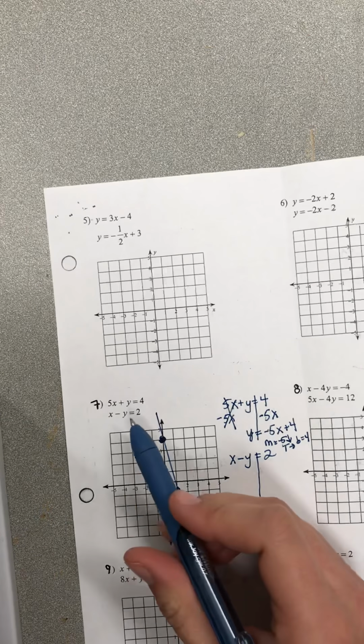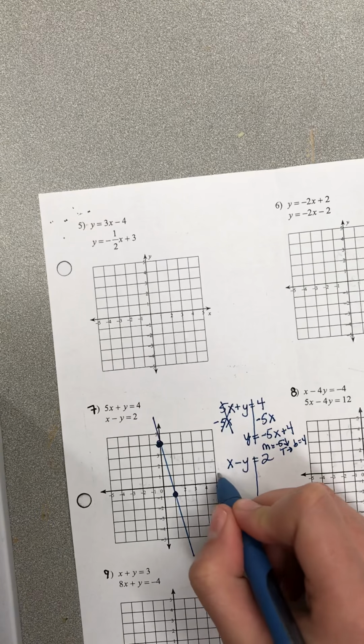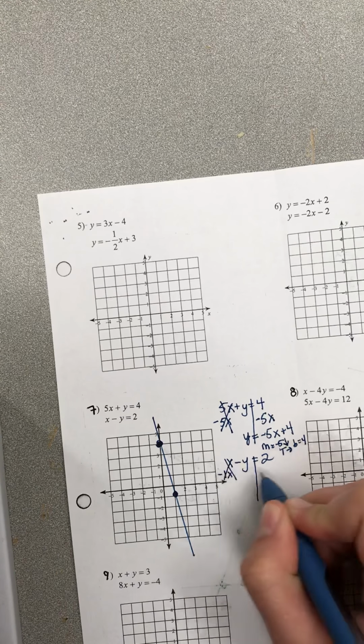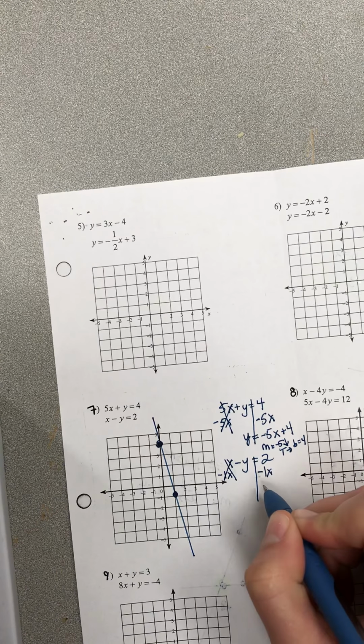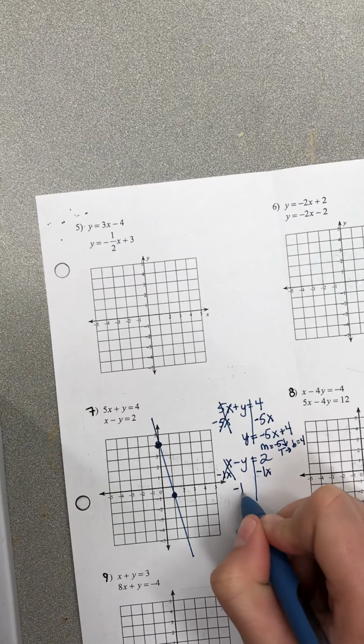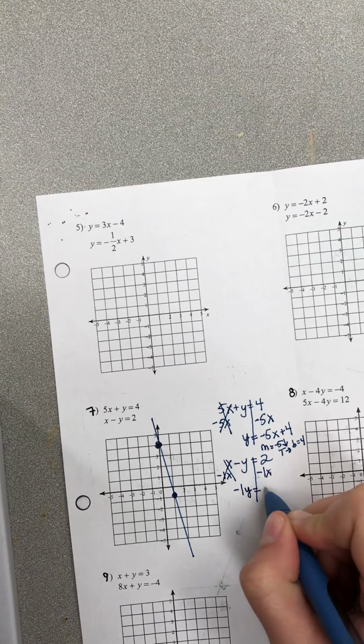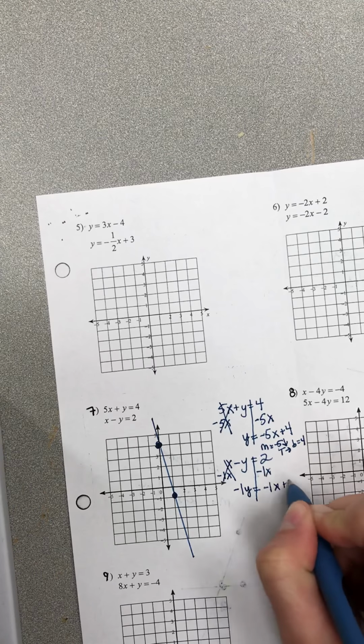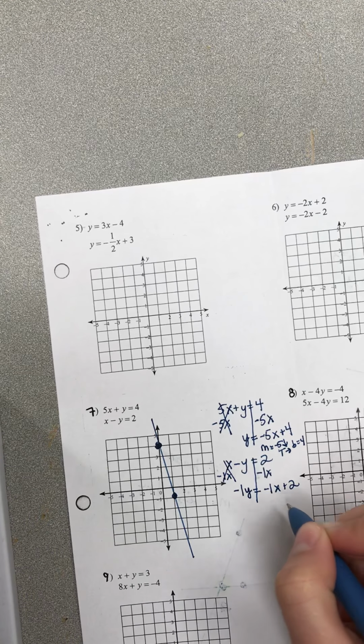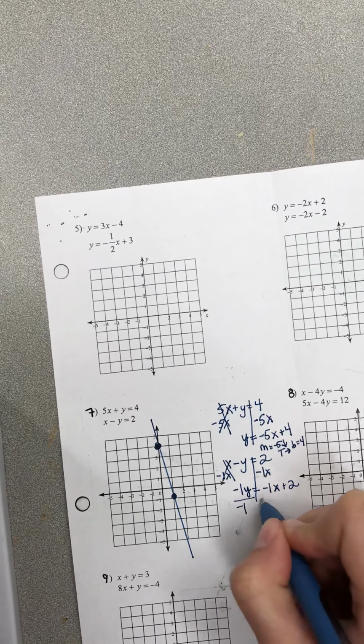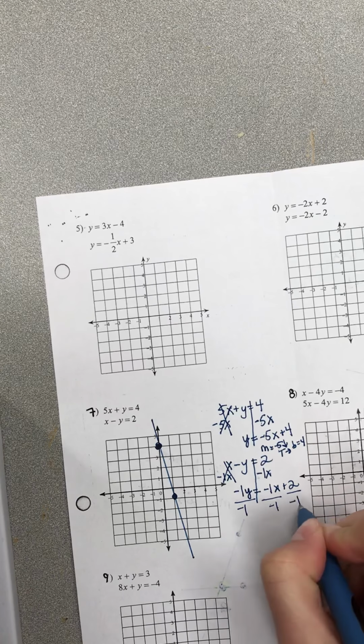For the bottom equation, you also have to rearrange it. So I'm going to subtract 1x on both sides. Be very careful because you drop down a negative 1y equals negative 1x plus 2. And then you got to divide everything by a negative 1. So every single piece.